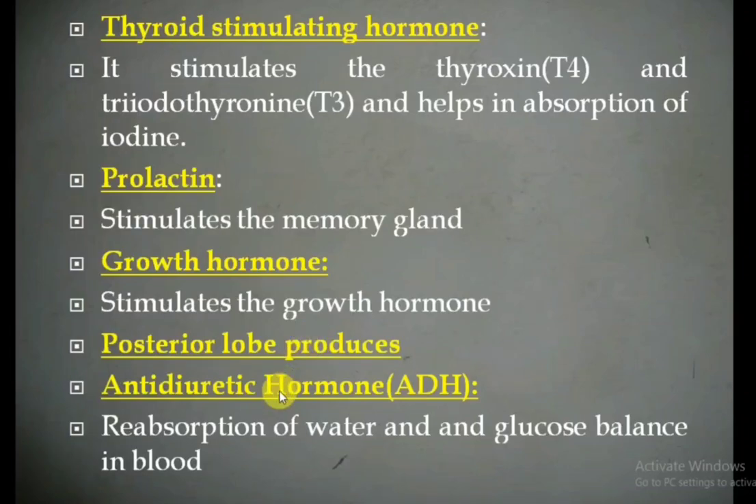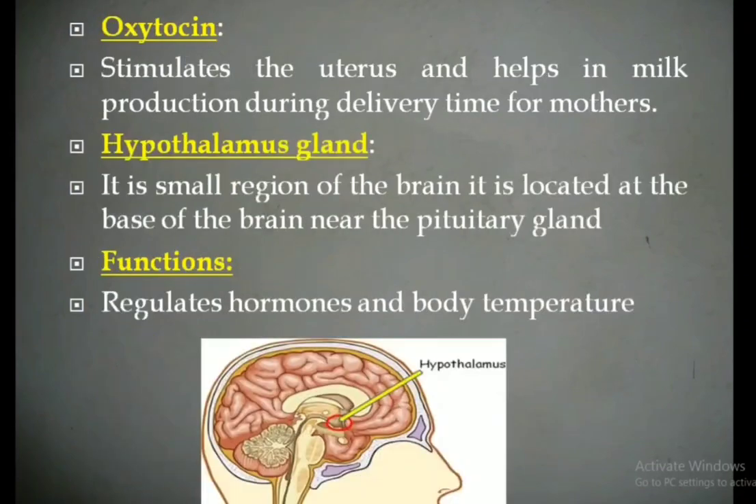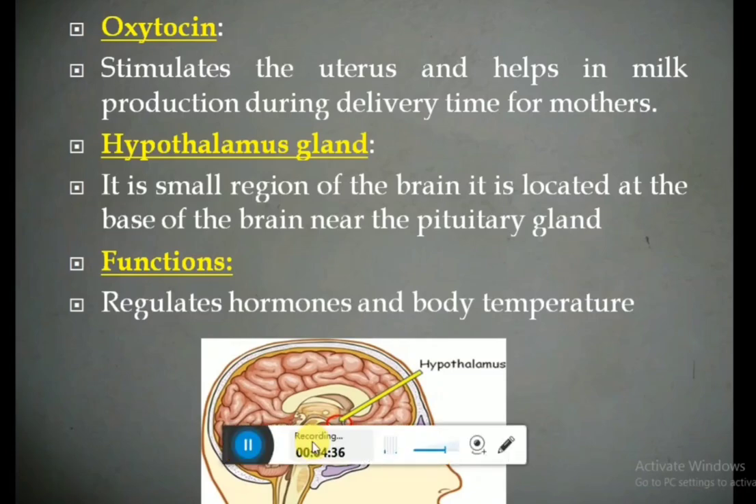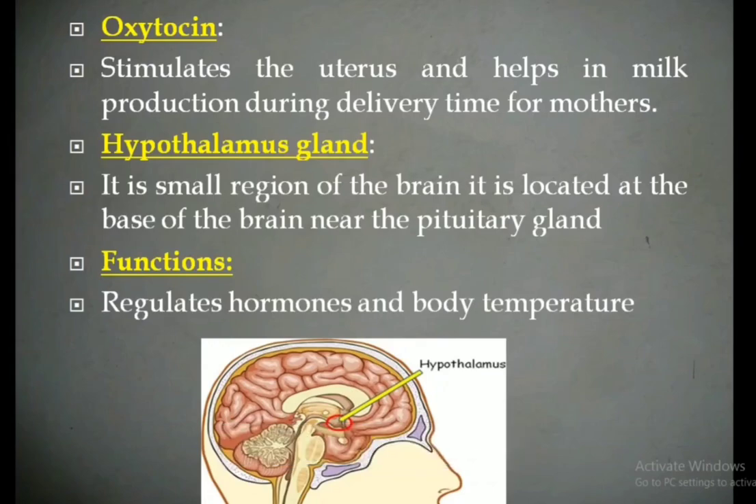One is antidiuretic hormone. This hormone helps in glucose maintaining balance in the blood, and it helps in the reabsorption of the water. Next is oxytocin. So this stimulates the uterus. That means it activates the uterus and it helps in the milk production during the delivery time for the mother. So it plays an important role. So this oxytocin helps in the production of milk during the delivery time of the mother.